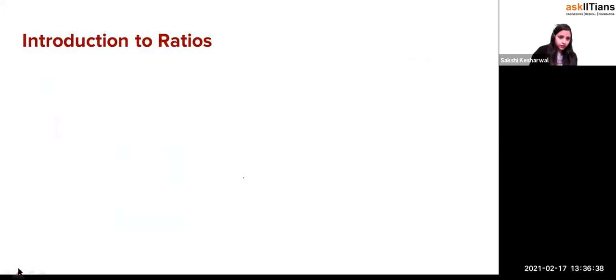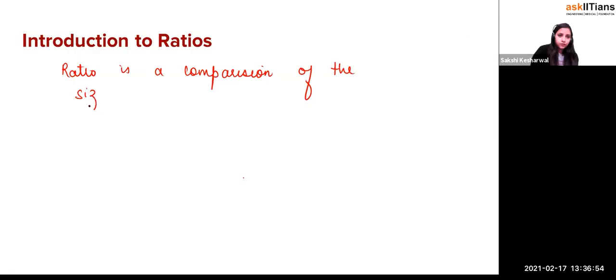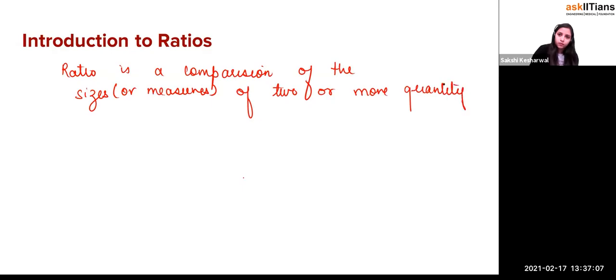Ratio is a comparison of the sizes or measures of two or more quantities of the same kind by division.